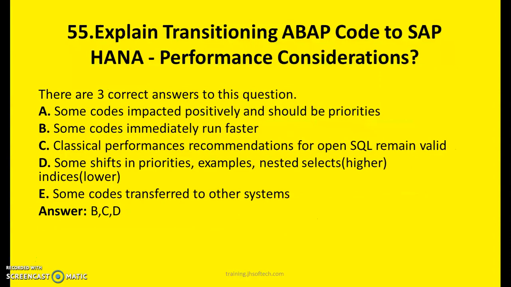So the right answers are B, C, and D. Whenever we have the transitioning from ABAP code to SAP HANA, the performance considerations should be B, some code immediately runs faster. C, classical performance recommendations for OpenSQL remain valid. And D, some shifts in priorities, example nested selects higher, indices lower, and all these things are applicable.